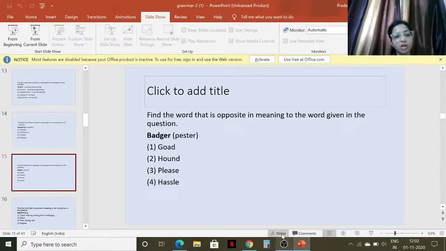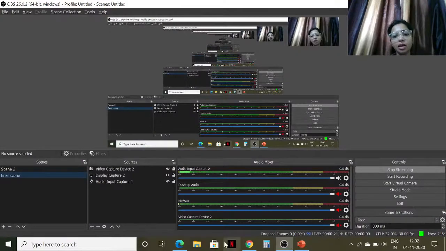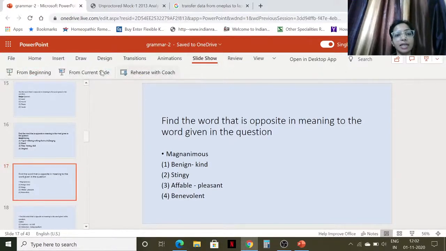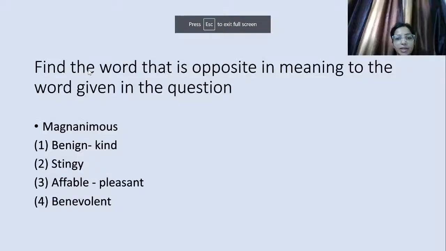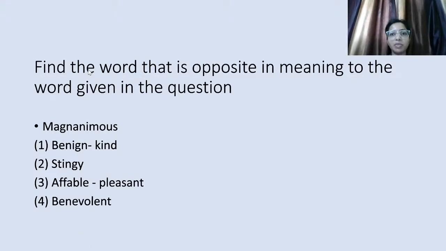Today's class is more about grammar and vocabulary, more about vocabulary rather. And I'm going to start with what I left yesterday. Okay. Now, to recap about yesterday, we learned about types of questions that usually come around grammar and vocabulary.